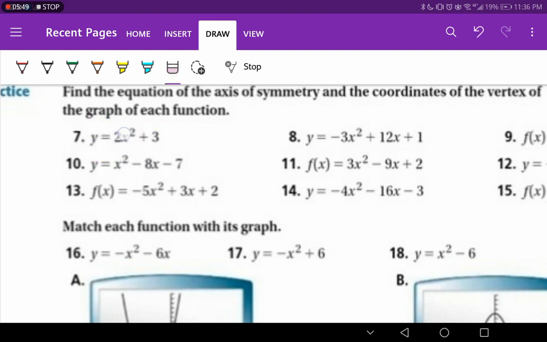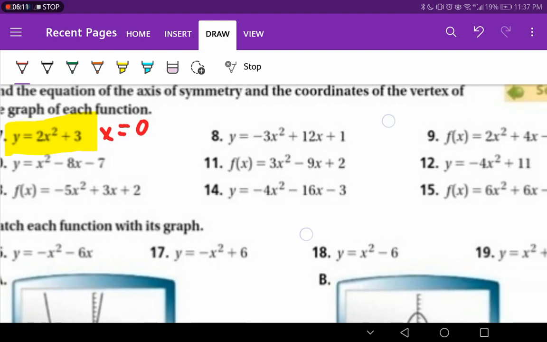Now, here we are in 7, my dear student. If I try to make b over a, as we learned, there is no b because there is no x. There is x squared, but there is no x. So b equals 0. So for the axis of symmetry, you directly write x equals 0 without thinking. If there is no b, the axis of symmetry is 0.